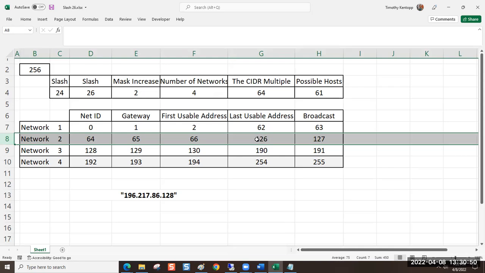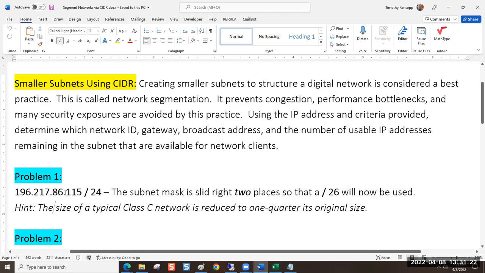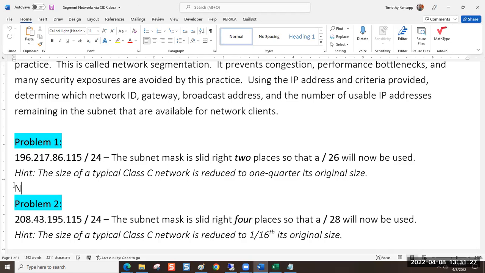So then what do we put for our answer? Well, we say the network ID is 196.217.86.64/26, because we've got a different subnet mask now. What's the gateway address? 192.217.86.65. What's the broadcast address? 196.217.86.127. And that's what we type into this one. This is where we put the answer right here. We'd say, okay, the network ID.